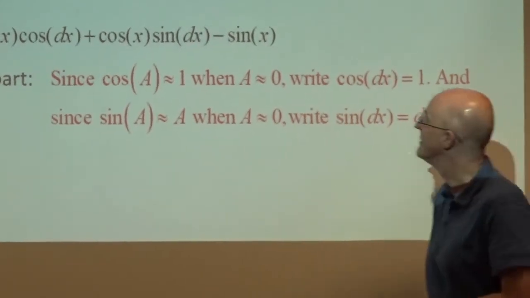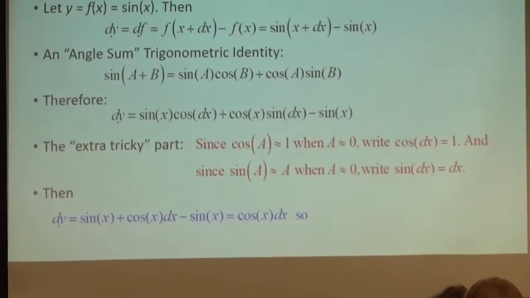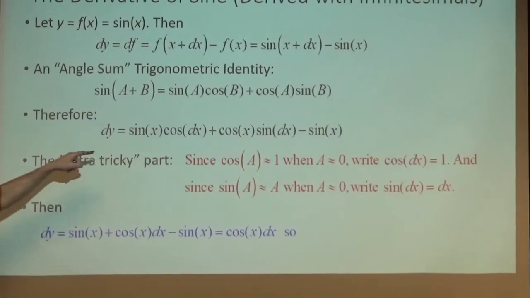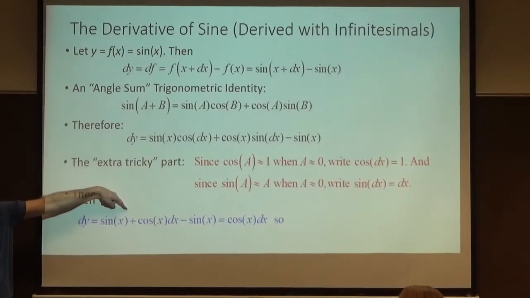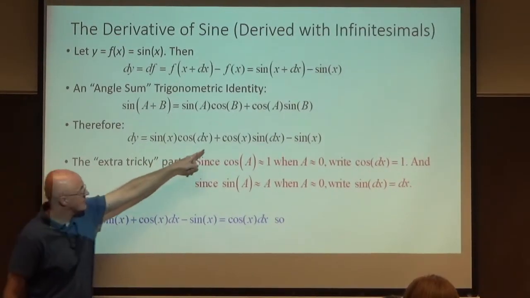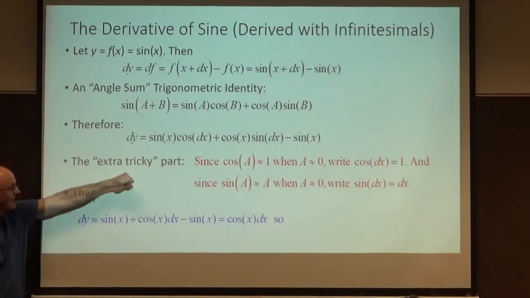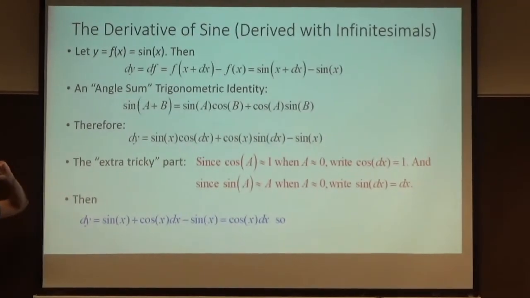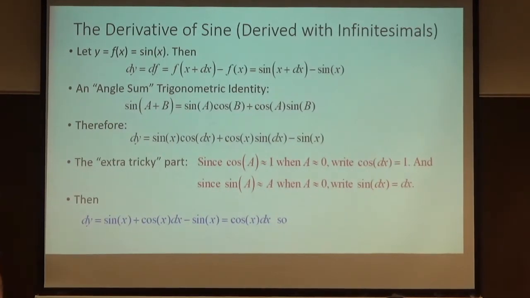Make those replacements then. Replace cosine of dx with 1 to just get sine of x times 1. Replace sine of dx over there with dx. So instead of cosine x times sine dx, you get cosine of x times dx. Don't forget to subtract the sine x on the far right. And then the sines cancel, you're left with cosine of x dx. Now divide both sides by dx. The derivative of sine of x is cosine of x.